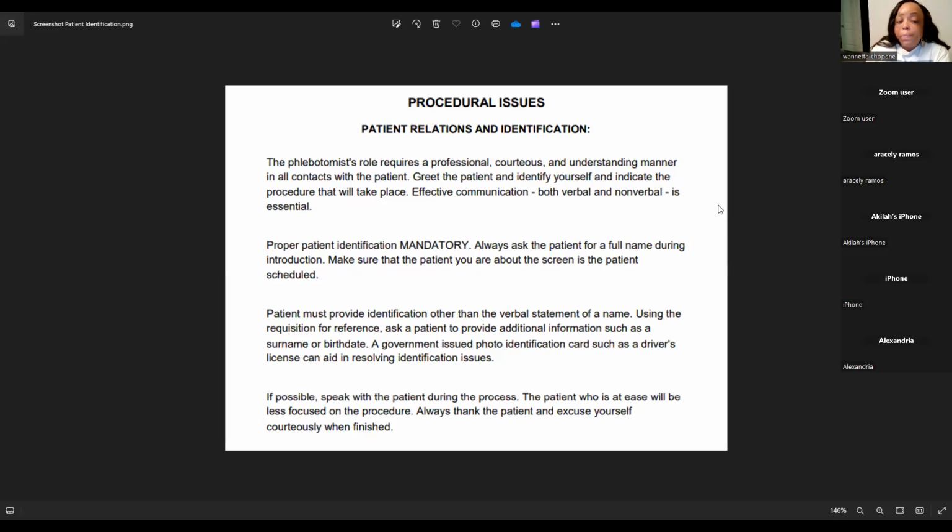So back to this. Patient must provide identification other than the verbal statement of name. Using the requisition for reference, which we're gonna do in class, ask a patient to provide additional information such as a surname or a birth date. A government issued photo identification card such as a driver's license can aid in resolving any identification issues. If possible, speak with the patient during the process. The patient who is at ease will be less focused on the procedure. Always thank the patient and excuse yourself courteously when finished.